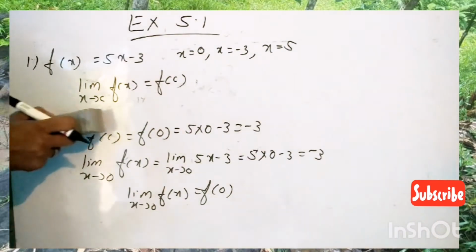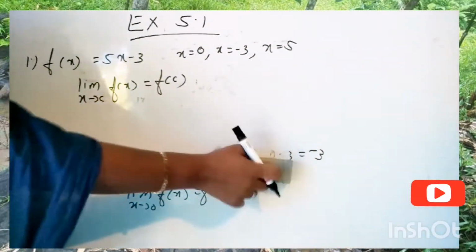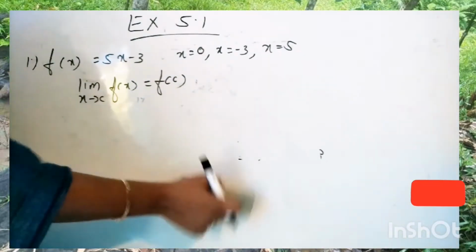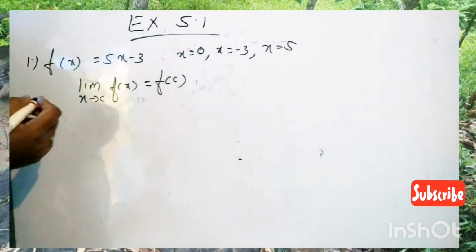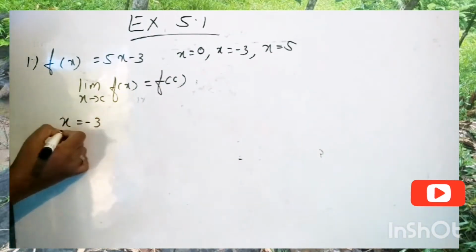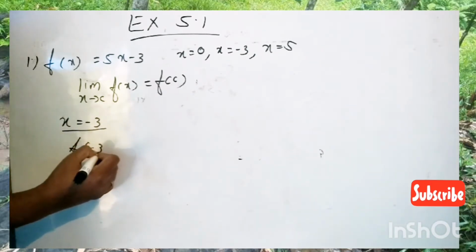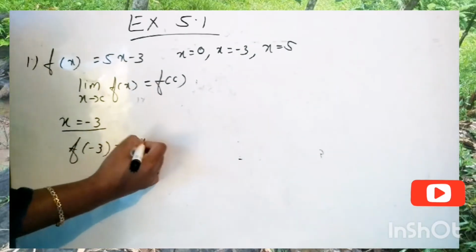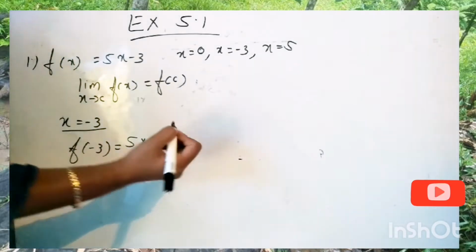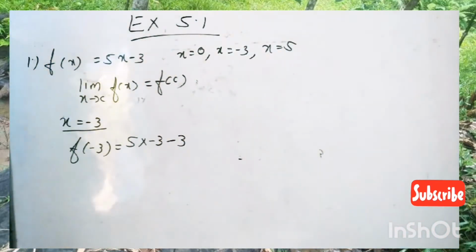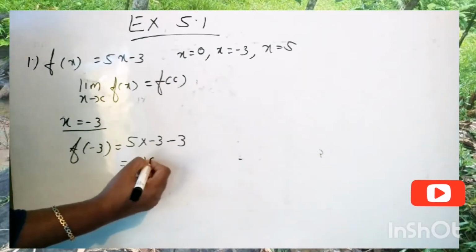Now we will check the continuity at x is equal to minus 3. Then f of minus 3 is equal to 5 into minus 3 minus 3. Just put x is equal to minus 3, then we will get 5 into minus 3 minus 3. What is 5 into minus 3? That is minus 15. Minus 15 minus 3, that is minus 18.